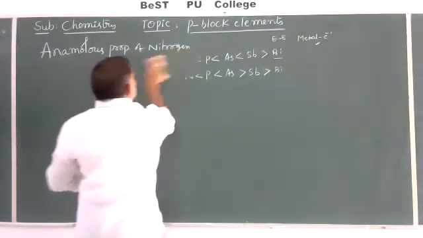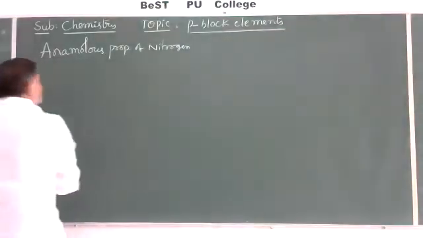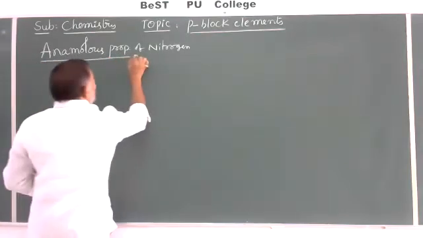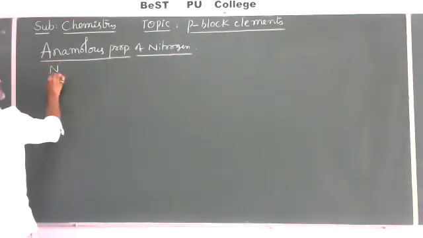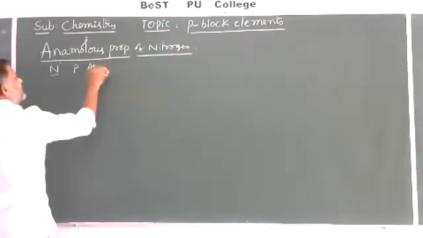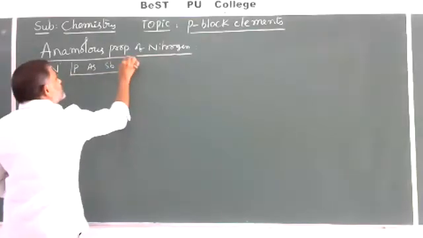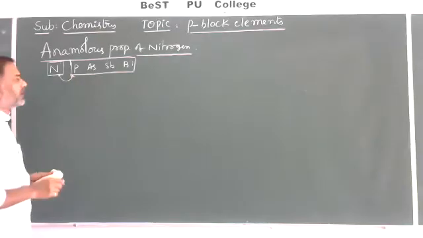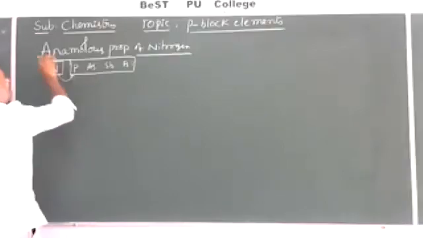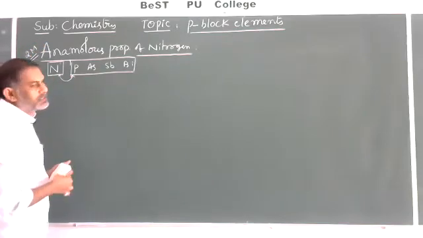Here, the 15th group has 5 elements: nitrogen, phosphorus, arsenic, antimony and bismuth. Among these 5 elements, nitrogen shows some peculiar properties. These 4 elements share some properties, and this 1 element differs in some properties. That's why anomalous properties of nitrogen are regularly asked for 2 marks, like anomalous properties of nitrogen or oxygen or fluorine.